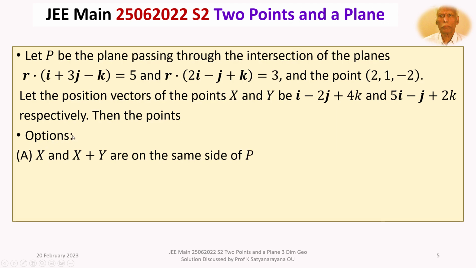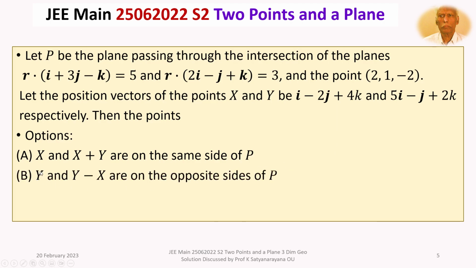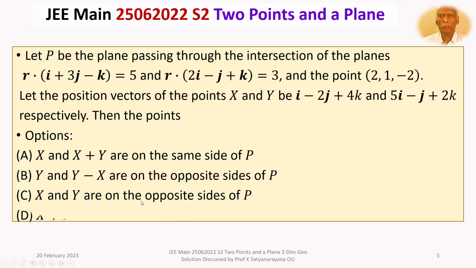we are given options. Option A, points X and X plus Y are on the same side of P. Option B, Y and Y minus X are on the opposite sides of P. Option C, X and Y are on the opposite sides of P. Option D, X plus Y and X minus Y are on the same side of P.